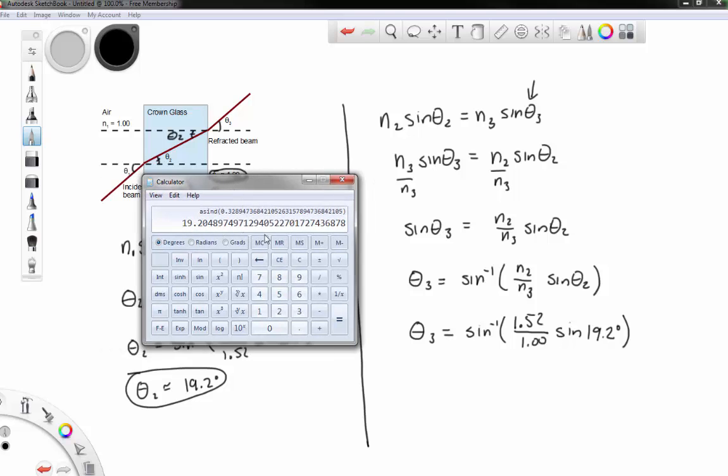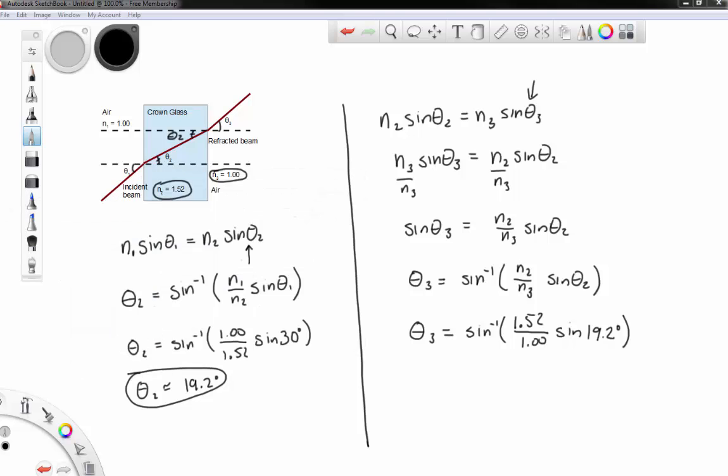So this was the answer for that theta 2, so we can just take the sine of that. And then we should multiply by 1.52. And now we should divide by 1. I hope you don't actually have to use your calculator to do that operation, but in case you do, that's how you do it. So now we have to take the inverse sine of it. What do you think we're going to get? 30. So I guess that means that theta 3 is 30 degrees.